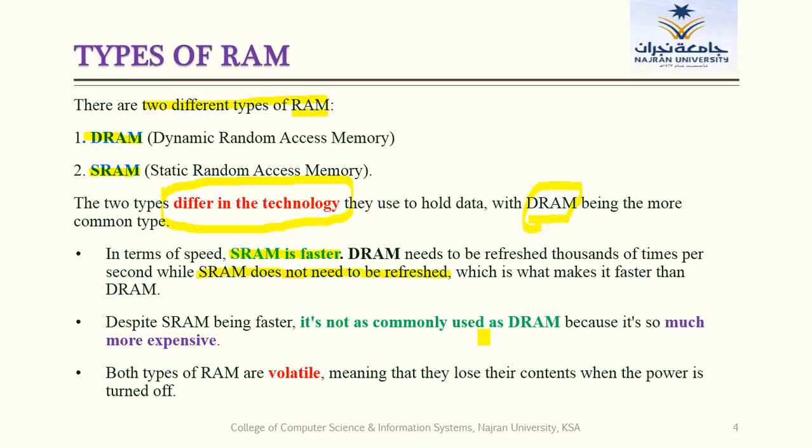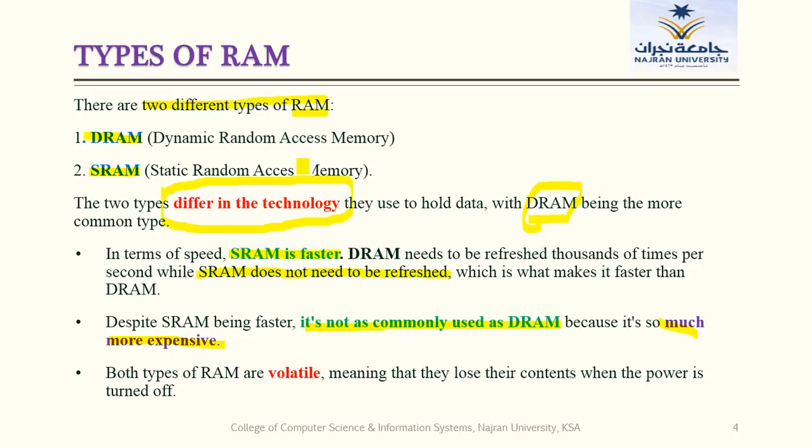But on the other side, SRAM is okay, it is faster, but it is not commonly used like DRAM. DRAM is what we commonly use everywhere. Why? Because DRAM is cheaper than SRAM. SRAM is much more expensive. So this is the second thing: in terms of money, DRAM is better than SRAM. In terms of speed, SRAM is better than DRAM.